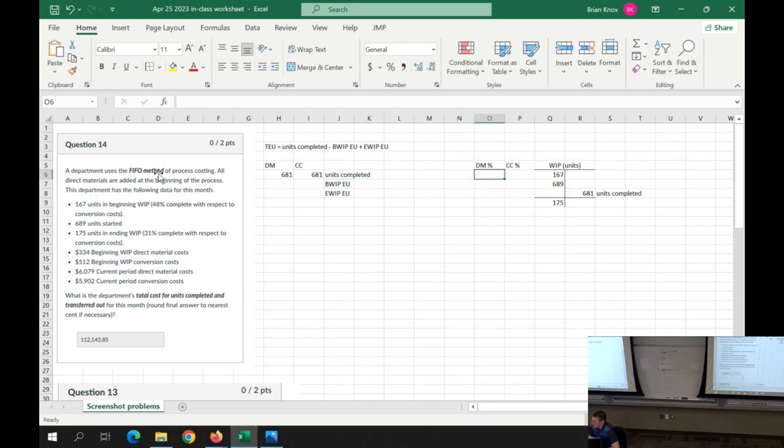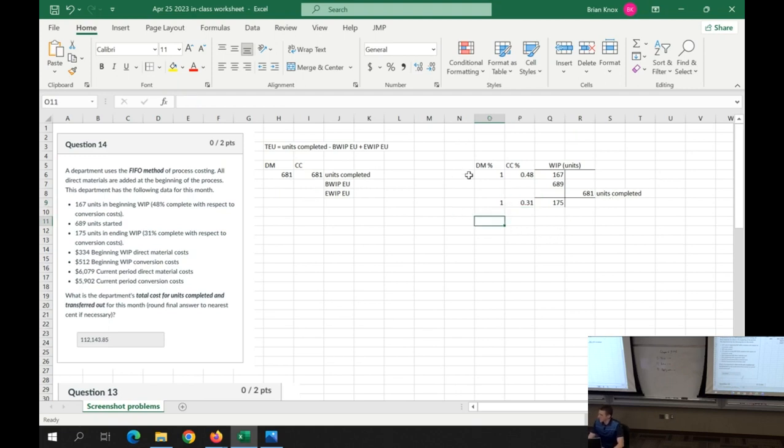Now, the direct material percent, I skipped over this sentence here, but it says all direct materials are added at the beginning of the process. So that means that once it started, it's 100% complete with respect to direct materials. So these 167 beginning WIP units, they were started last period. They just weren't done before the end of last period. So they are 100% complete with respect to direct materials. And these 175 units, we started them this period. We just haven't finished them. But once we start them, they're 100% complete with respect to direct materials. Conversion cost percentages are given to us in the problem here. So 48% complete with respect to conversion costs for beginning WIP, 31% complete with respect to conversion costs for ending work in process.